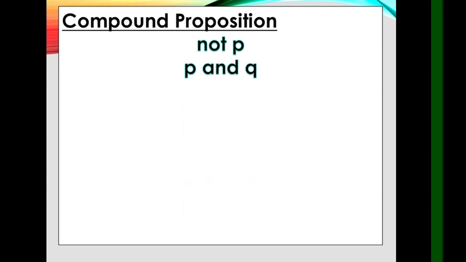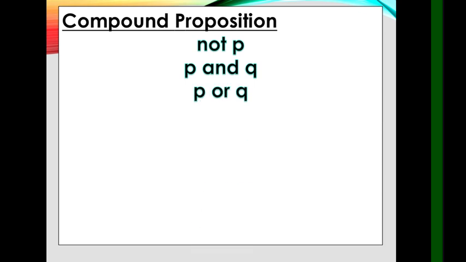Another is P and Q. P and Q means it's a combination of two statements or declarative statements. For instance, she is beautiful and industrious. Meaning to say we have two declarative sentences in that statement: she is beautiful and she is industrious. It is separated with the word and.